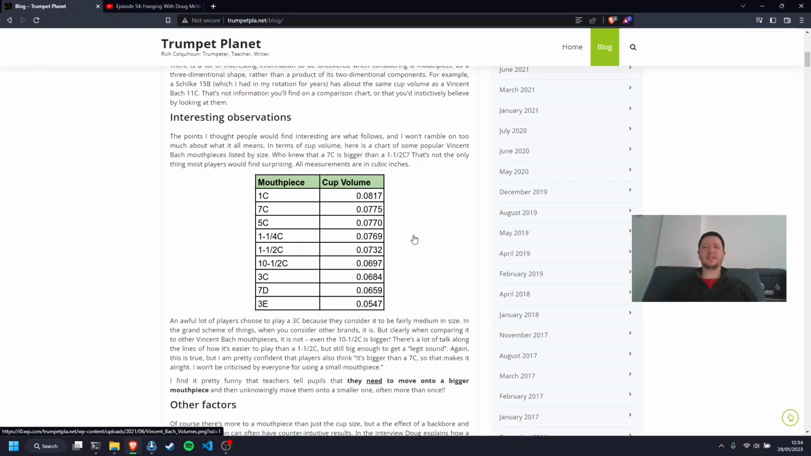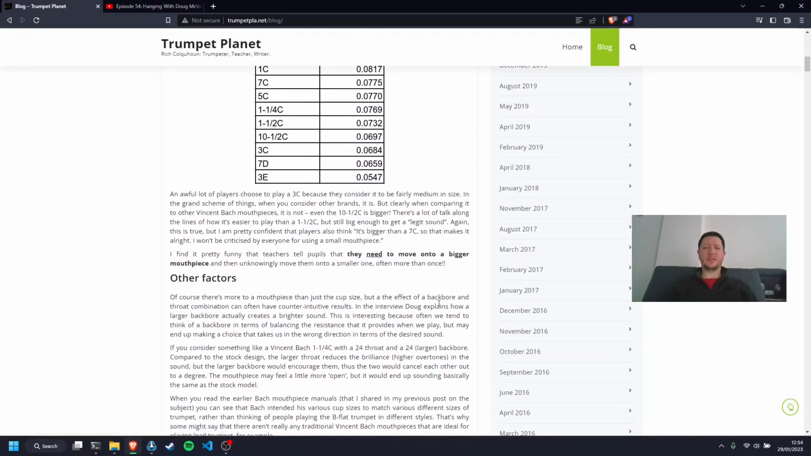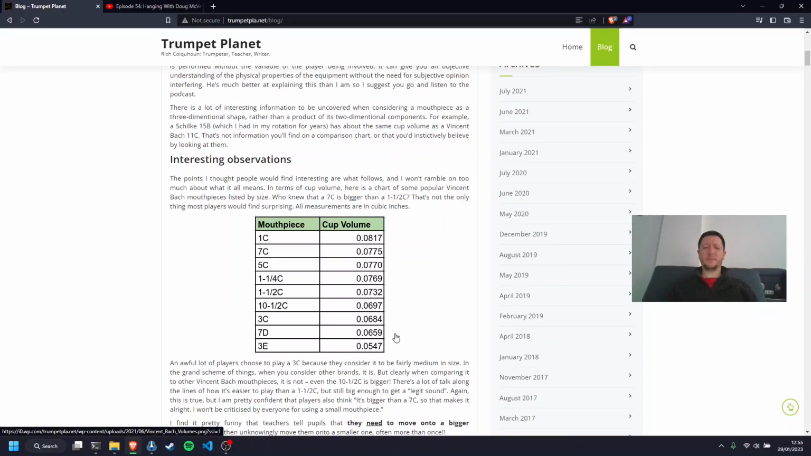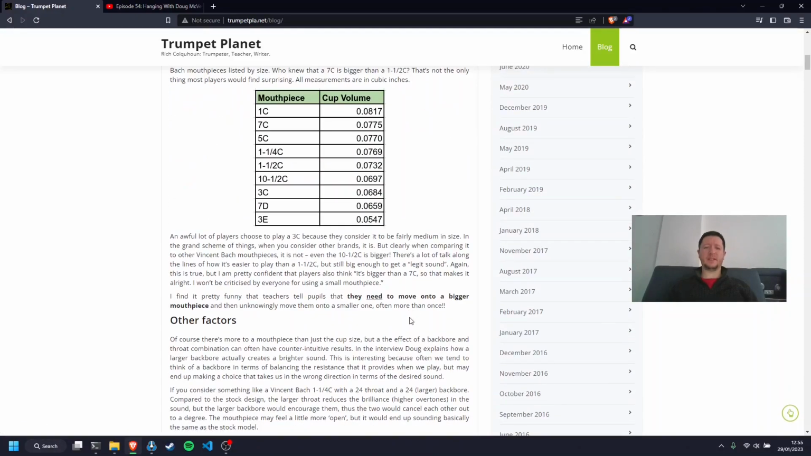And so the 6C is a much flatter mouthpiece than the 7, and then the 8 has got a horrendous bite. There was a period of time when I was playing on a Vincent Bach 8.5, and it would bruise my lips. The bite was so pronounced, and it sounded all right, but it was a painful mouthpiece to use.